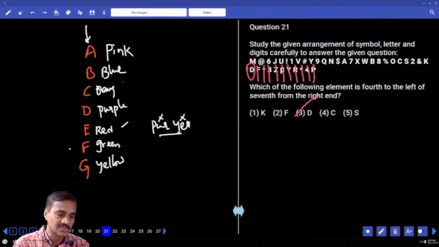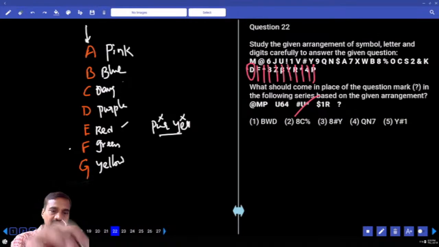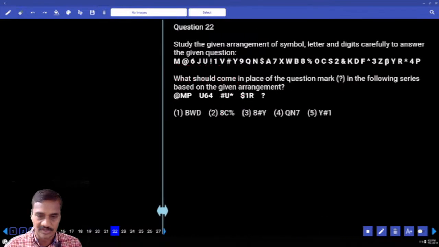D choice 3, question number 21. The next one, 22. In 22 you need to find out the series. At the rate of and u. At the rate of 1 2 3 plus 3. And u and a hash 1 2 3 4 plus 4. And a hash and dollar 1 2 3 4 5 plus 5. Next interval plus 6 1 2 3 4 5.